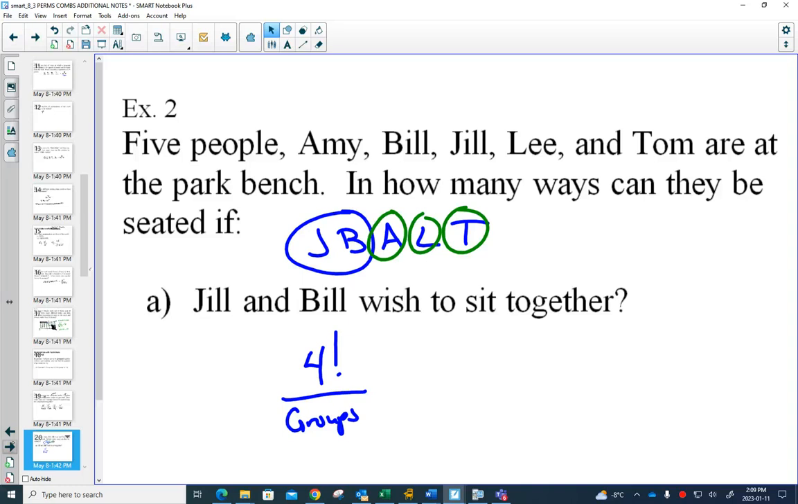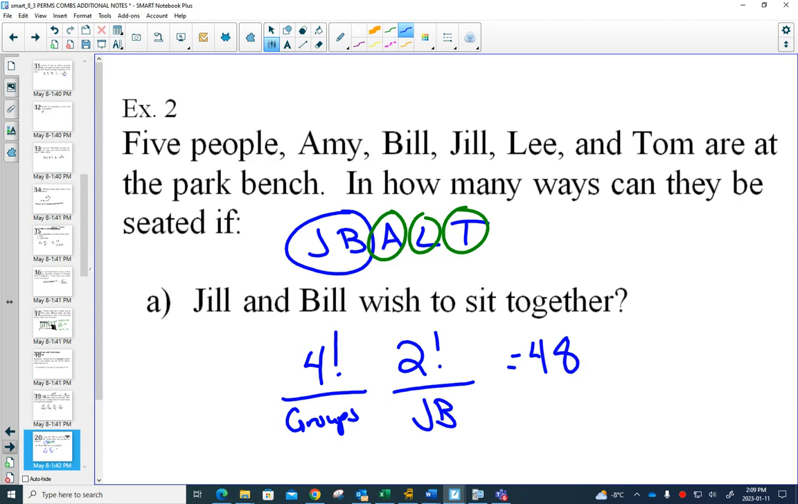Then in a grouping question, you look at each of the individual groups and you say, well, how could any of them be rearranged? Yes, the Jill Bill could be sitting holding left hand, right hand, or right hand, left hand. We are not sure. So they can be arranged in 2 factorial ways. But all the other individuals would just be 1 factorial. So this would be the total. If we multiply this out, we would get 48 in total. Part B. Or 12.